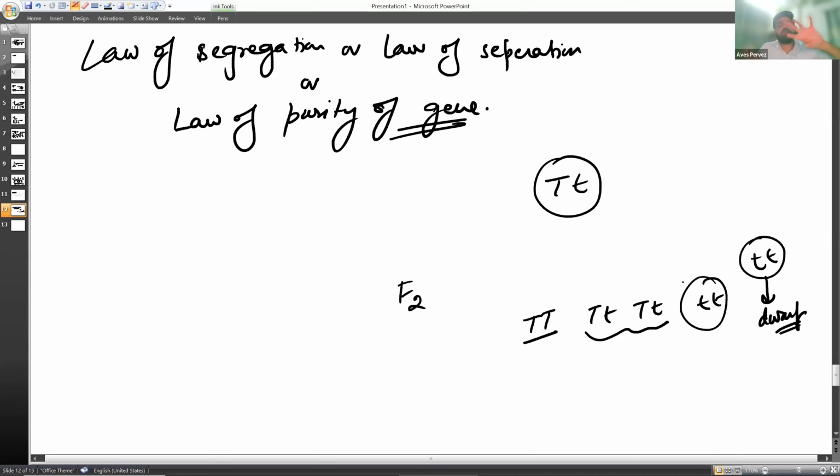So what does the law of purity of gene state? That in a heterozygous condition, the two different traits remain together in an individual, and they are not mixed up.